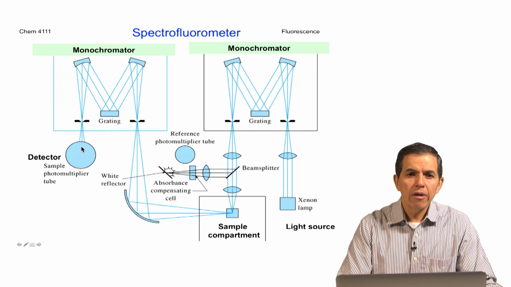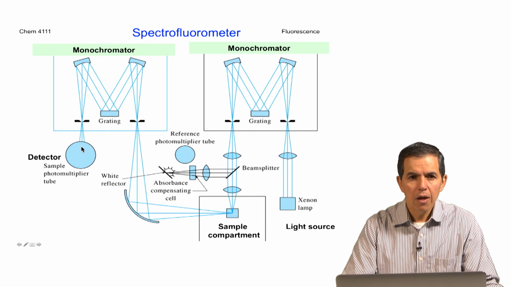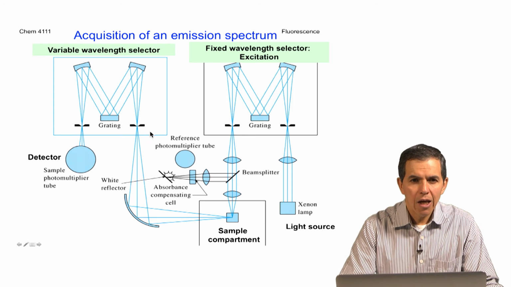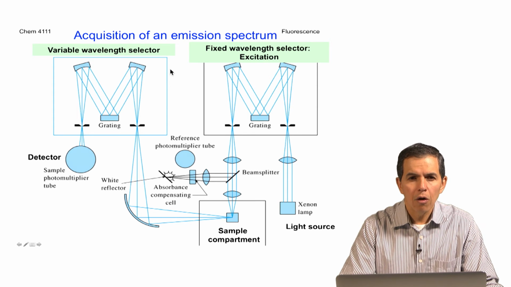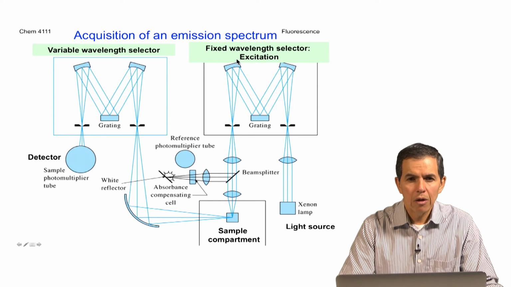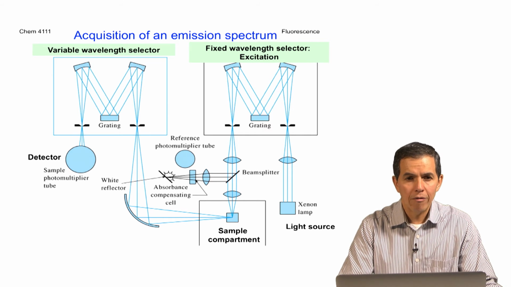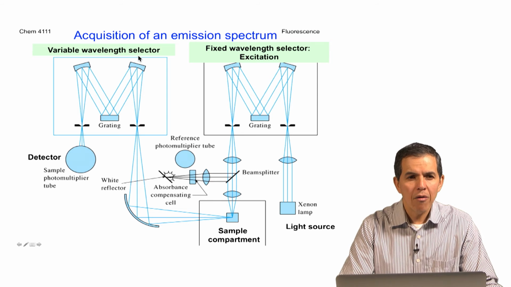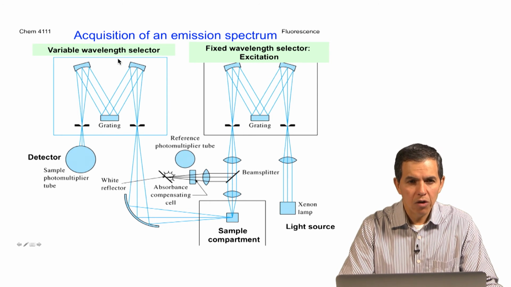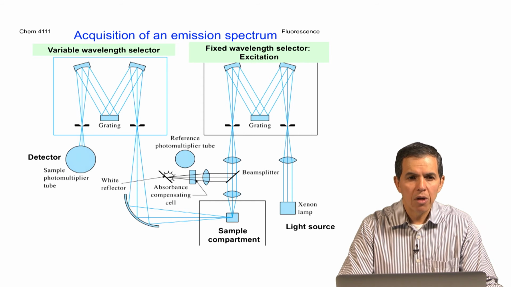The spectrofluorometer could be used in two modes. In the first mode, it can help us obtain an emission spectrum. Here, the trick consists of fixing the wavelength selector so that we can excite the sample only with one single wavelength or a very narrow wavelength region, and then vary the wavelength selector for the emission. This will lead to the measurement of an emission spectrum.